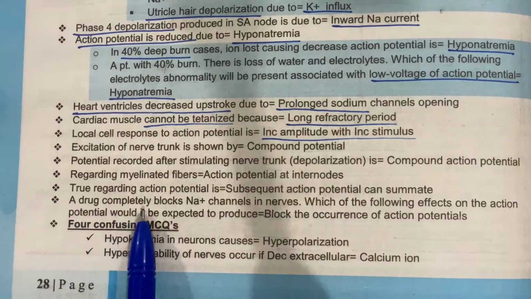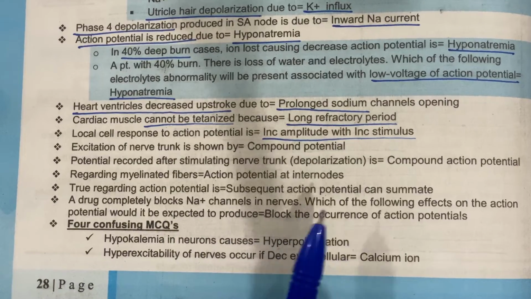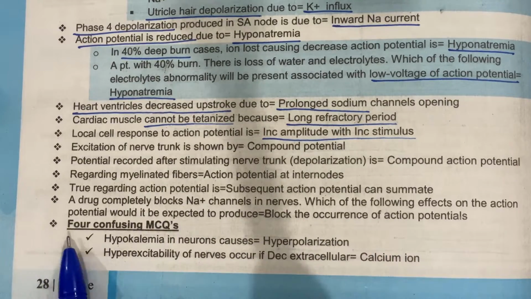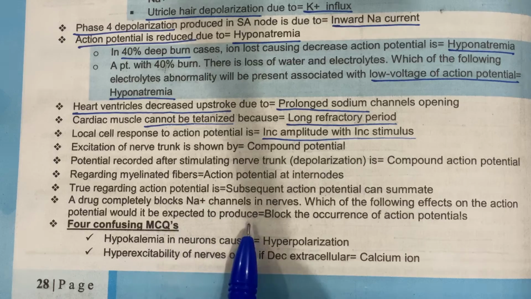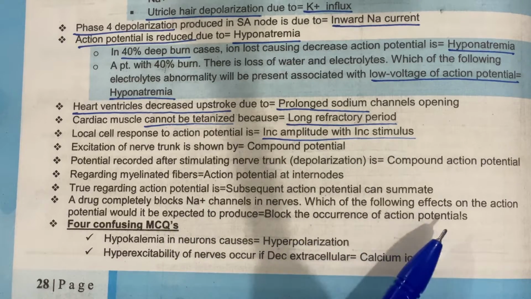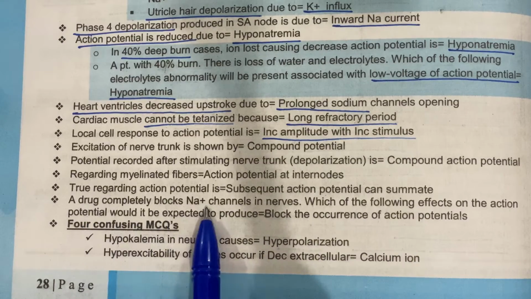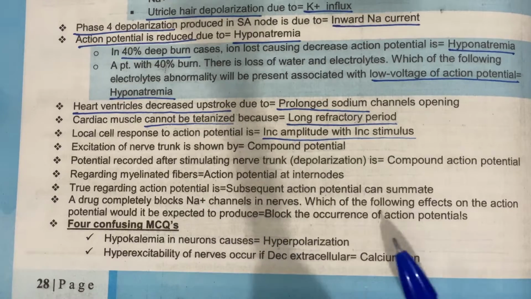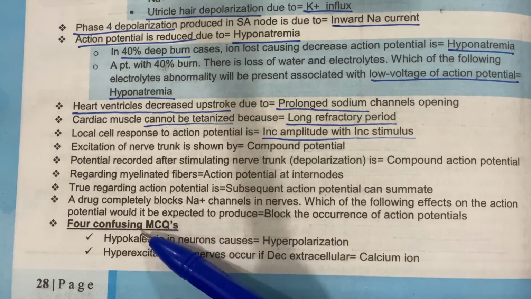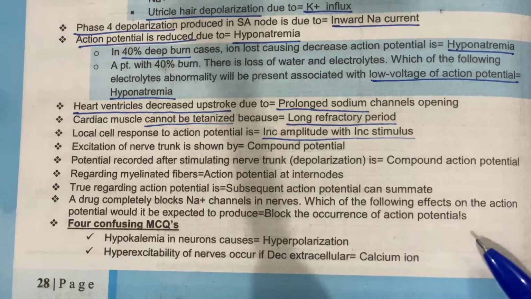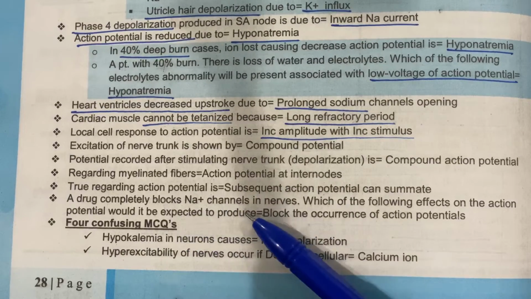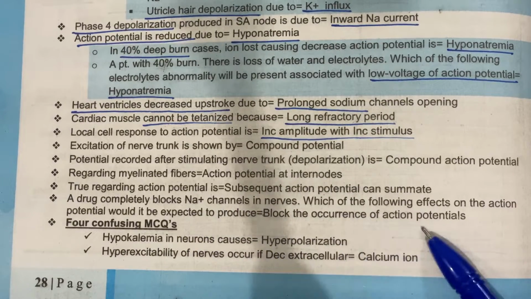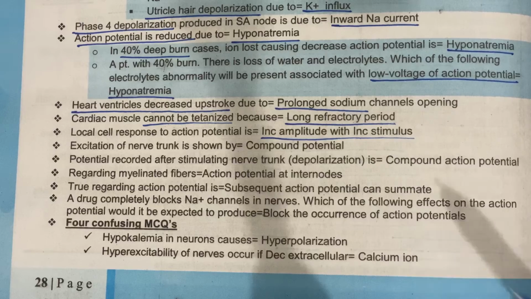A drug completely blocks the sodium channels in nerves. Which of the following effects on the action potential would be expected? It would block the occurrence of the action potential. If the sodium channels are blocked in nerves, there will be no action potential.